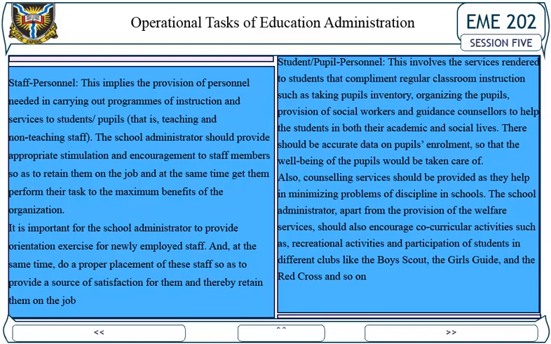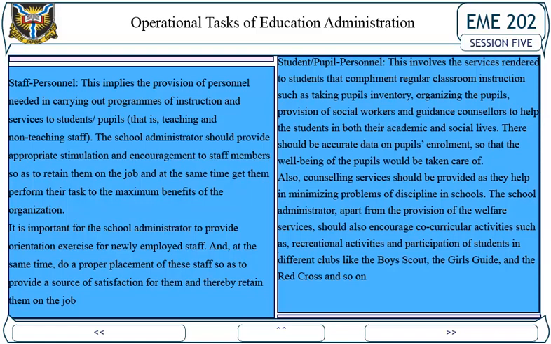4. Student personnel. This involves the services rendered to students that complement regular classroom instruction, such as taking pupils' inventory, organizing the pupils, and provision of social workers and guidance counselors to help the students in both their academic and social lives. There should be accurate data on pupils' enrollment so that the well-being of the pupils would be taken care of.